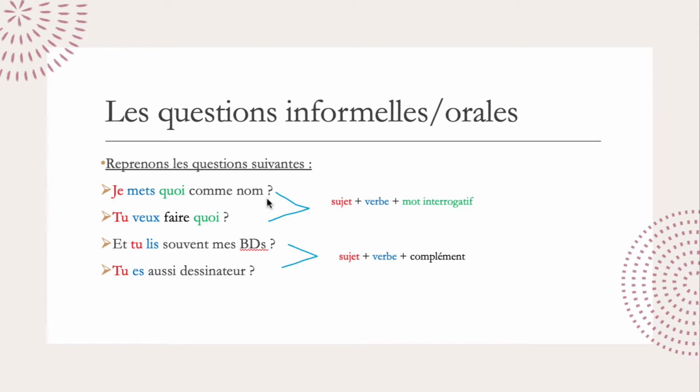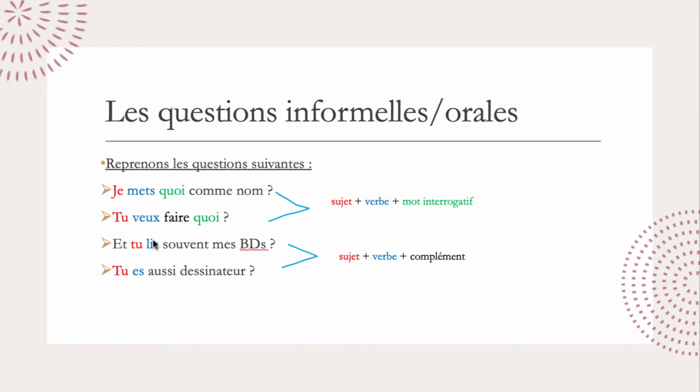Okay, again, you have to play with your intonation. Je mets quoi comme nom, right? Because it's not "je mets quoi comme nom" like you're just talking to someone, you're asking a question. But the way that you need to do it is very important if you're doing, of course, informel and oral. So you're going to be starting with your subject, okay? You'll see that in red.